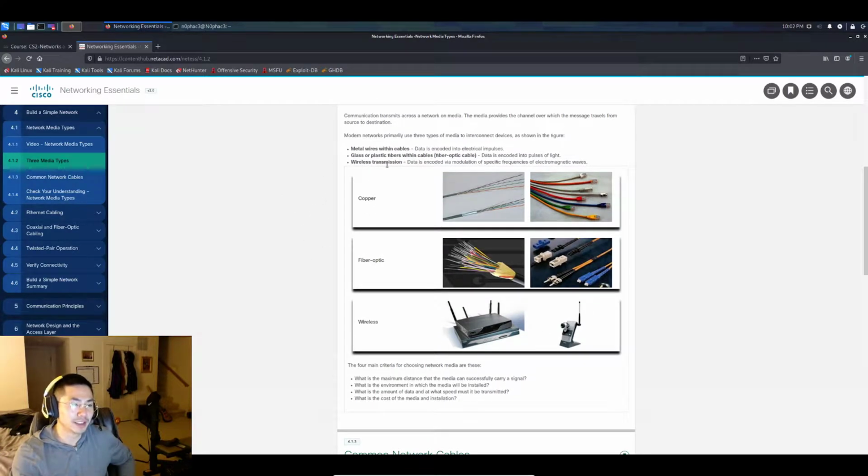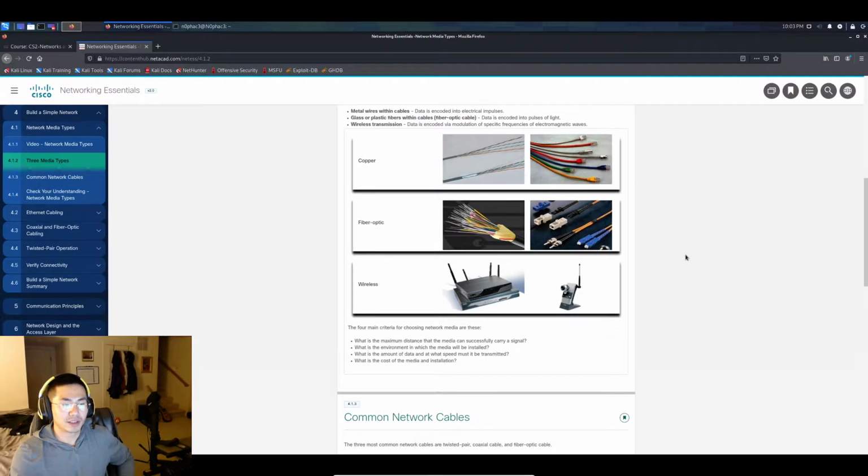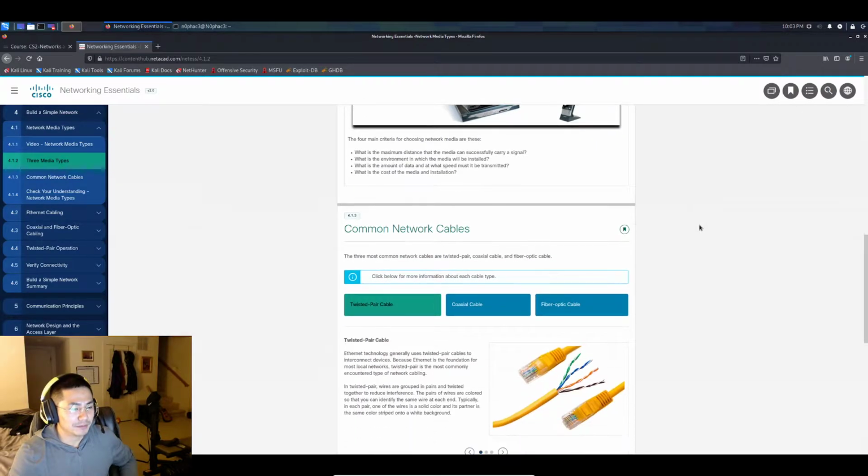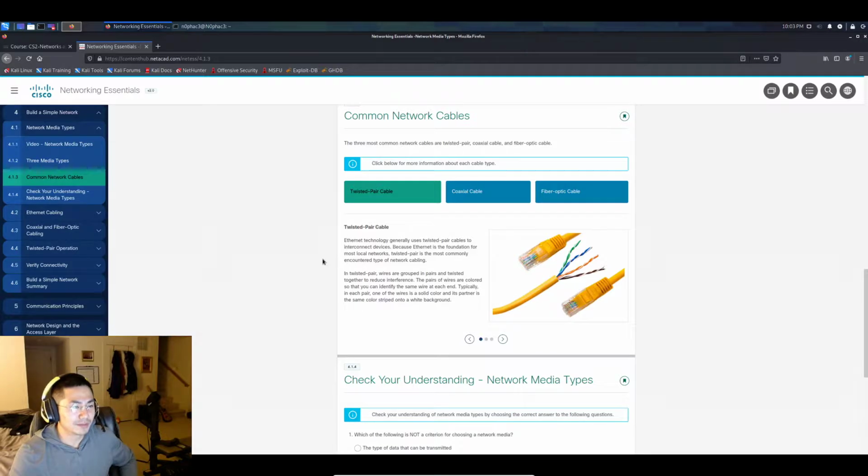And then again, everybody's favorite wireless Wi-Fi, and wireless is going to be talking about electromagnetic waves and radio waves. Yeah, can't think of any more examples. But yeah, let's get right into it.